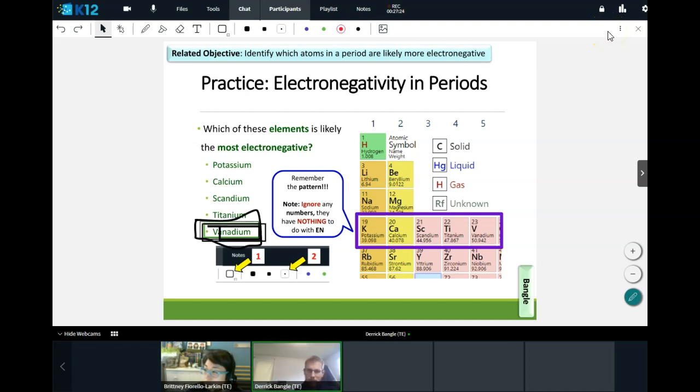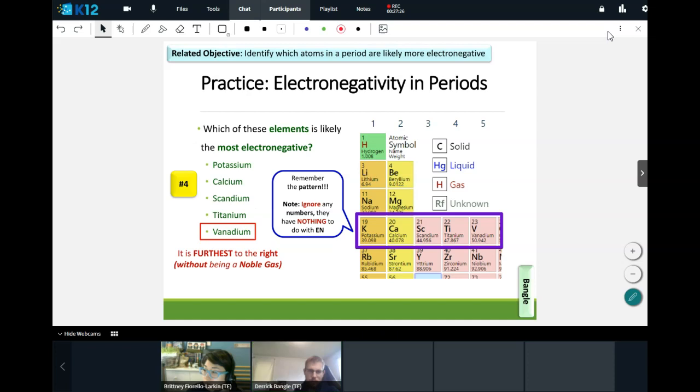All right, we'll go ahead and pause that for a second. Yes, so most of you had the correct idea. Vanadium is the most electronegative element we have on this selection from the periodic table. It is because it is the furthest to right, but without being a noble gas. So remember that little exception there. You have to be furthest to right without being a noble gas. All right, so the correct answer is vanadium.